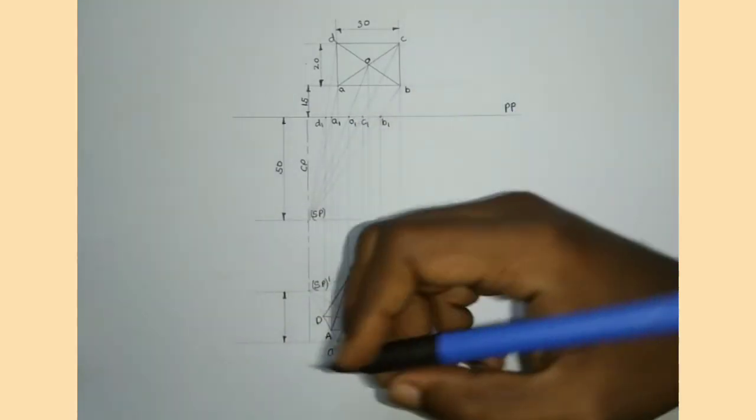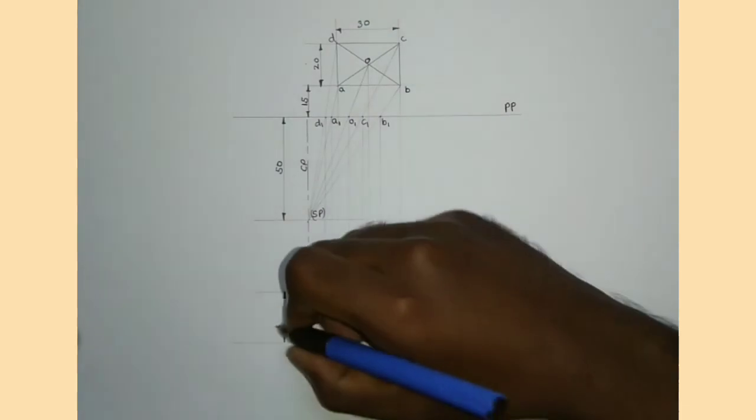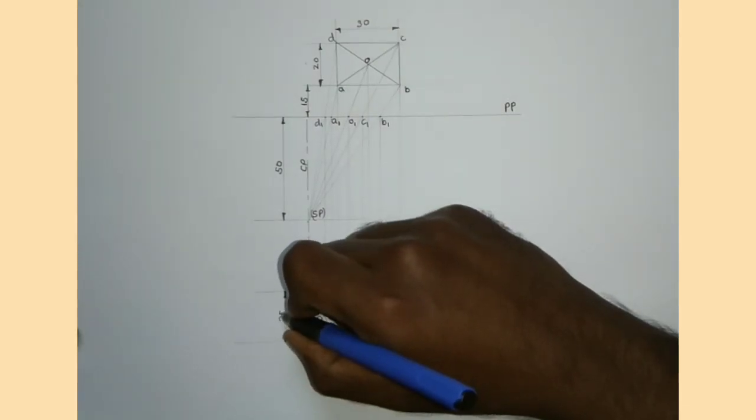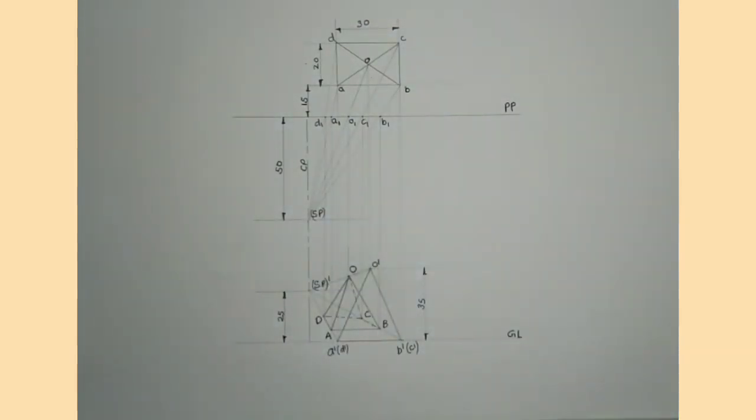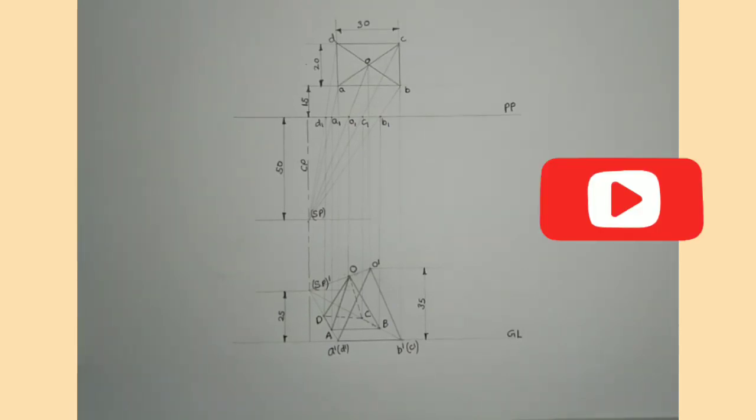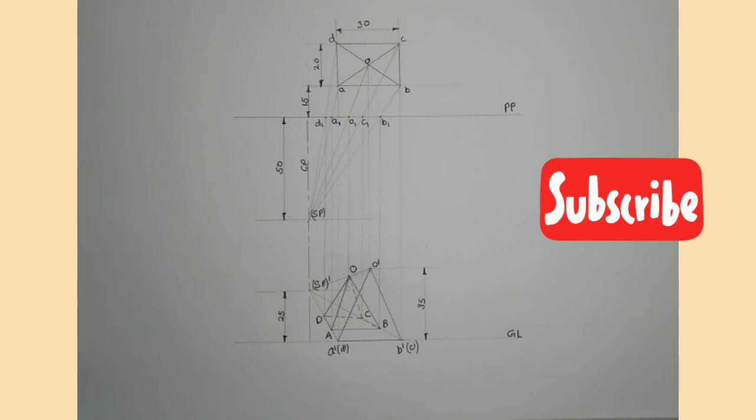You also have to mark the distance of the center plane from the apex of the pyramid, which is 30 mm. I forgot to dimension that. Okay, I hope you understood the drawing.